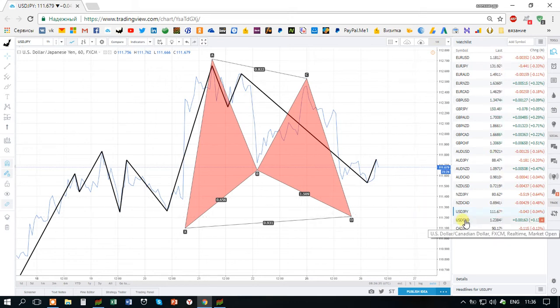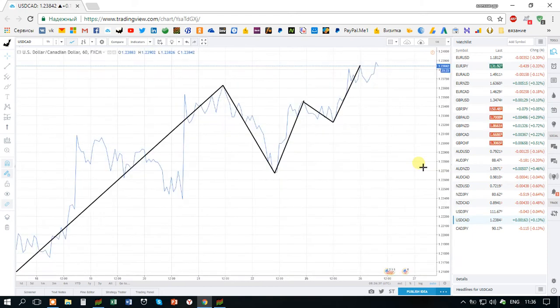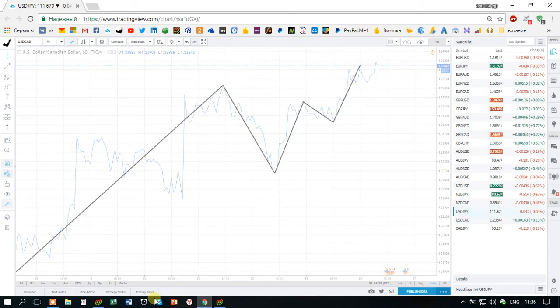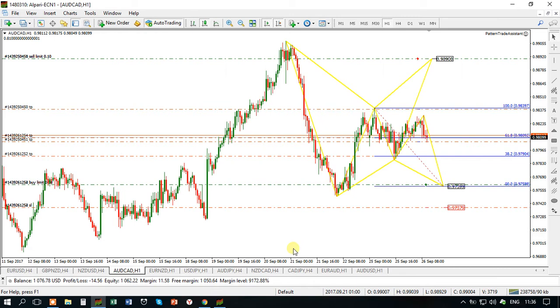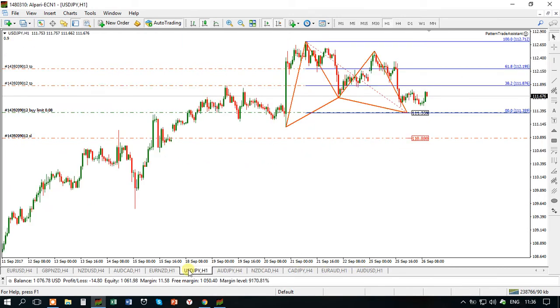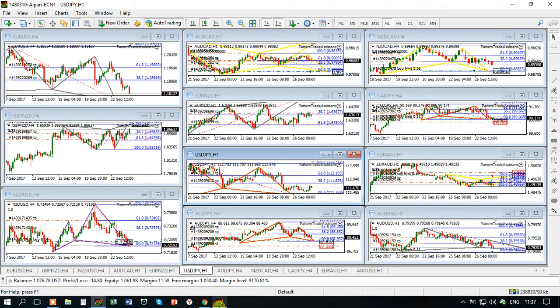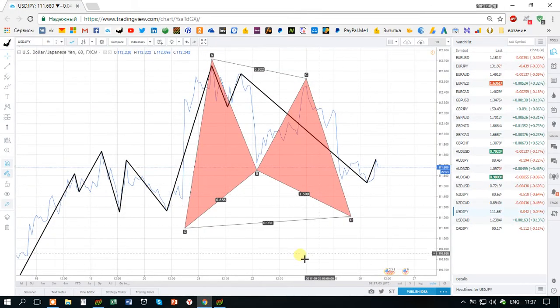Dollar Canadian. By the way, dollar yen, let me show you the numbers. Dollar yen 1-hour time frame, it is a Gartley pattern. So the entry is 111.35.9, 110.88.0, and the target is 111.87 and 112.19. That's the Gartley on dollar yen.